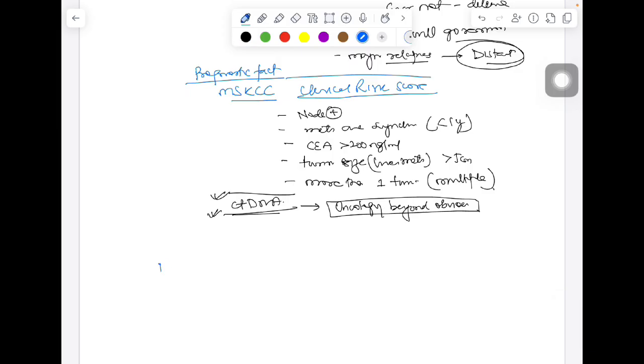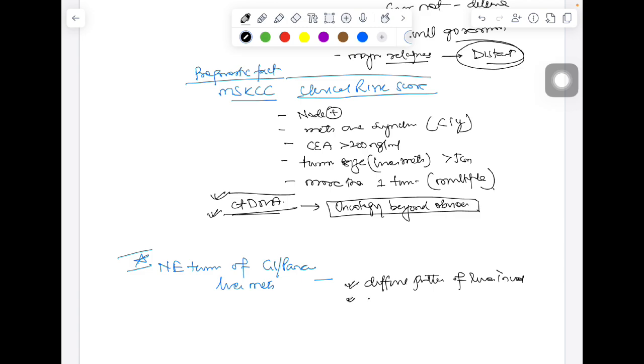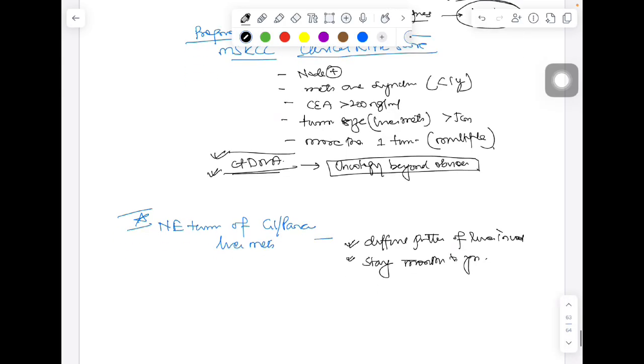Then the other part is neuroendocrine tumor of the GI or pancreas with liver mets. This is the second important group. Why is it separate and why is it important? It has a diffuse pattern of liver involvement, whereas colorectal was solitary or oligomets type. It is diffuse. It can stay for months to years without symptoms, so it is indolent in the majority.